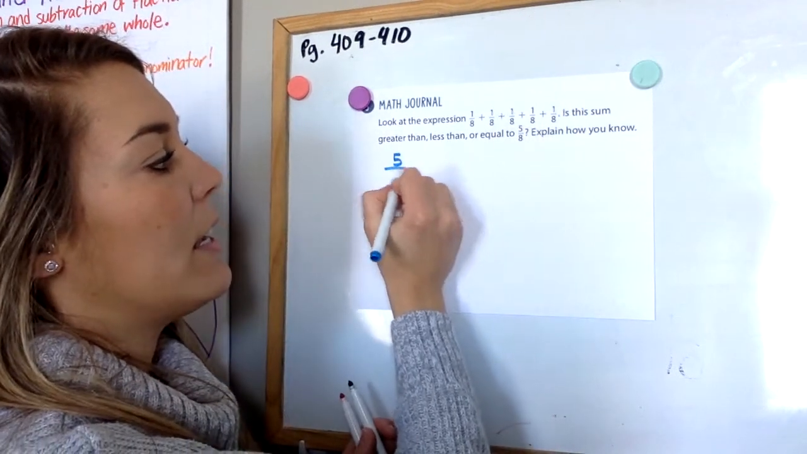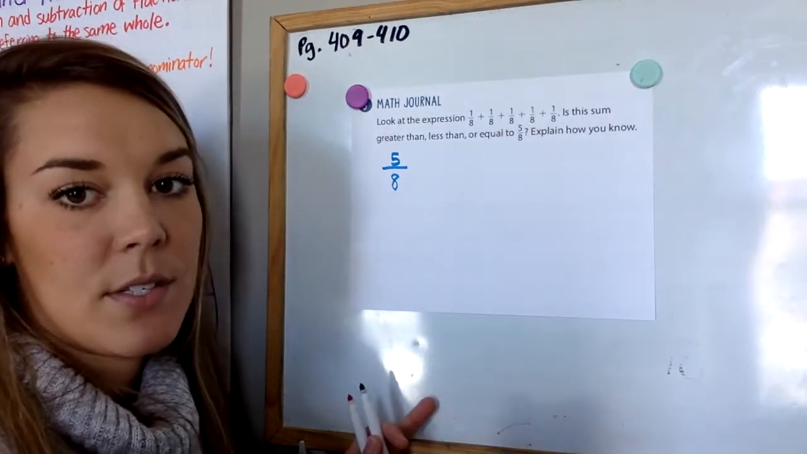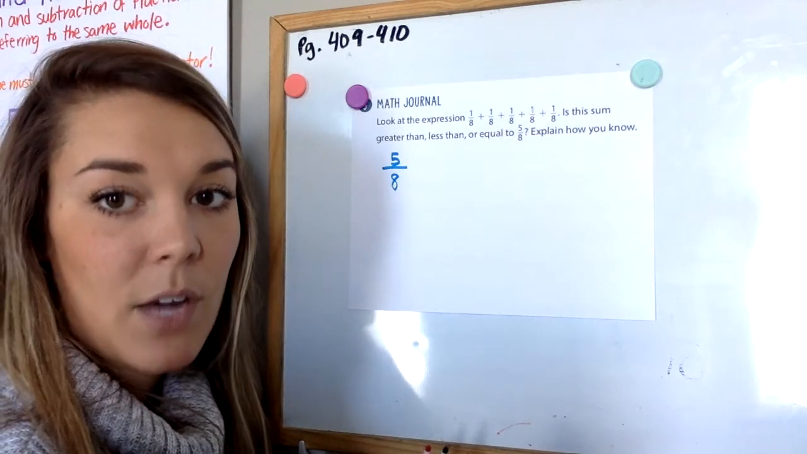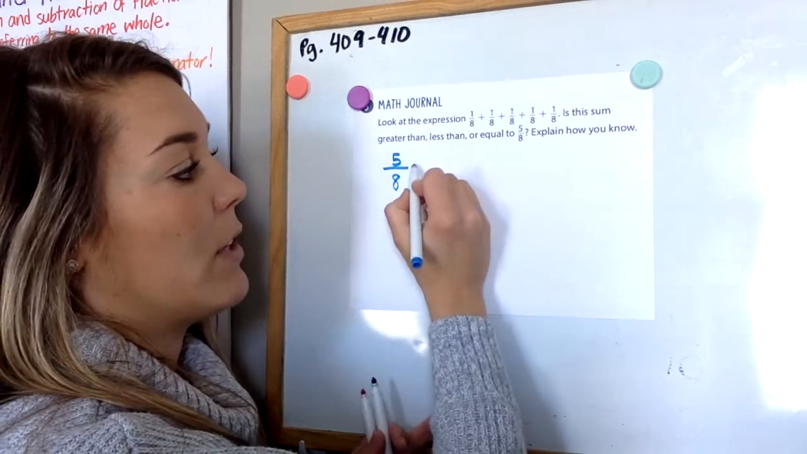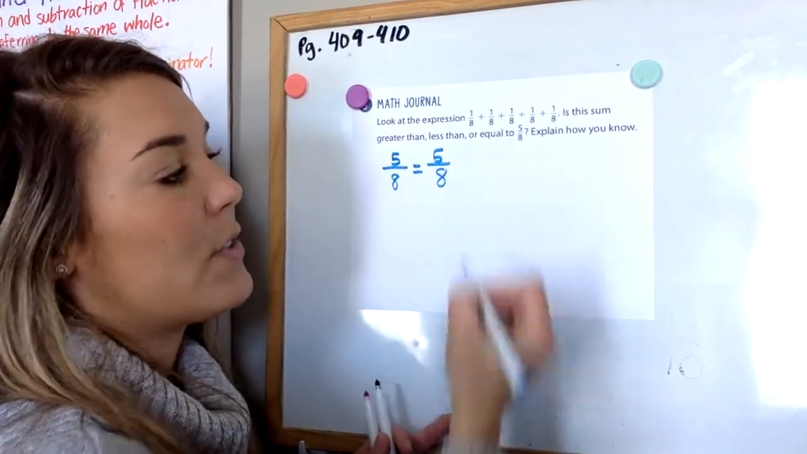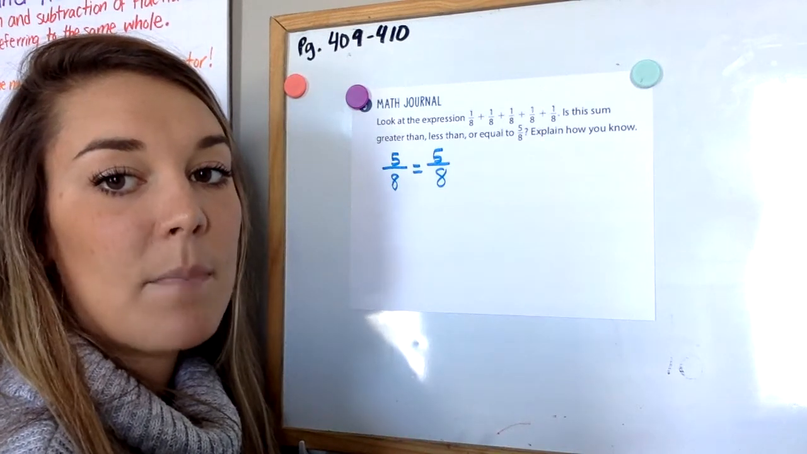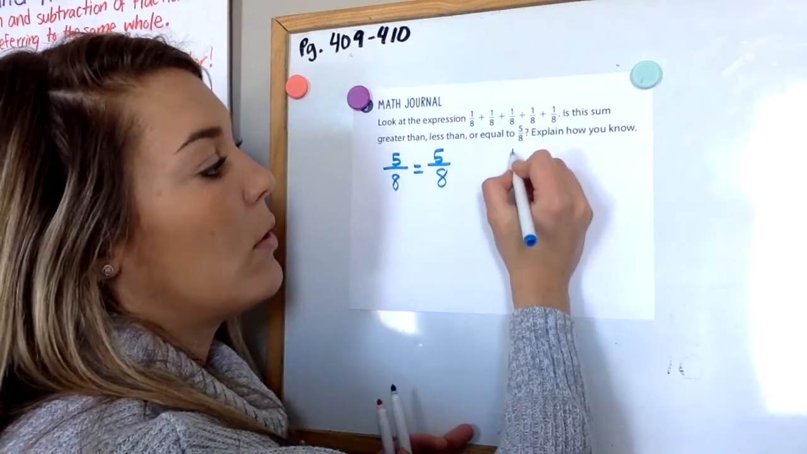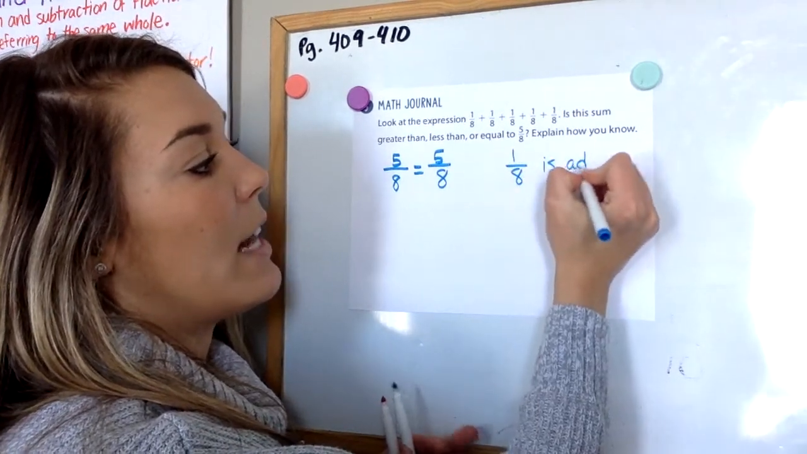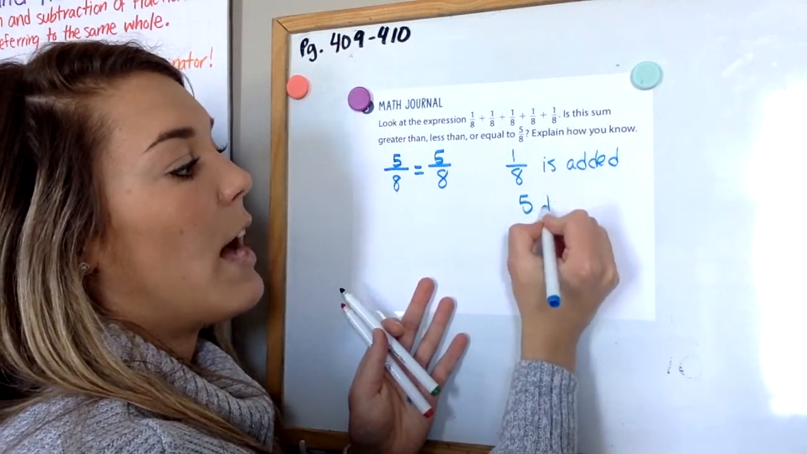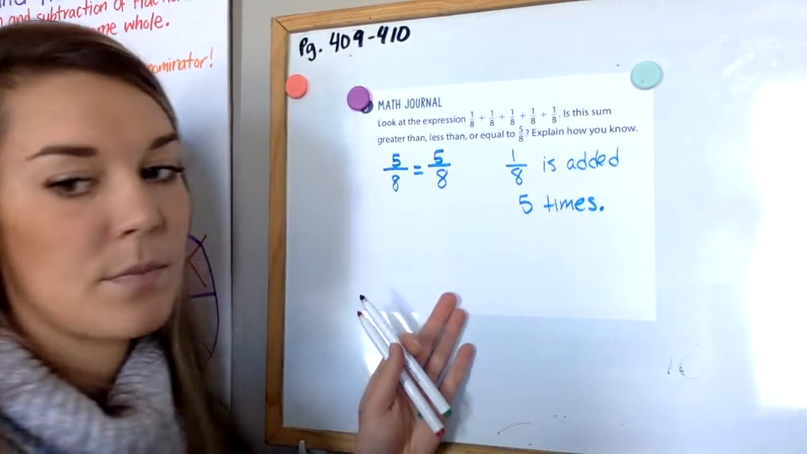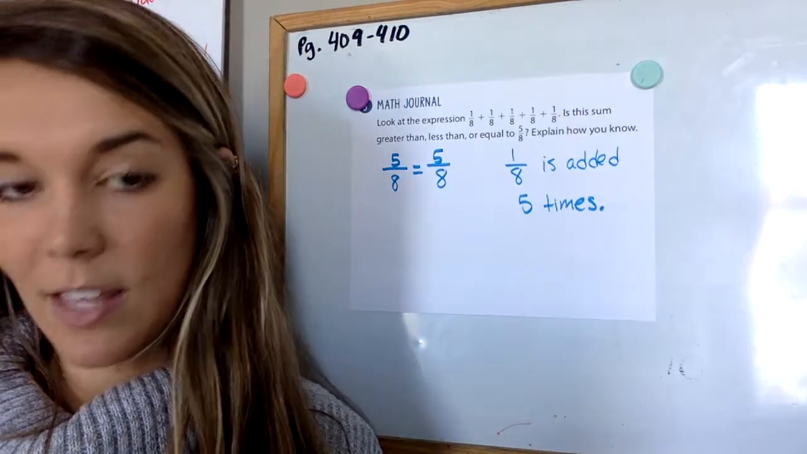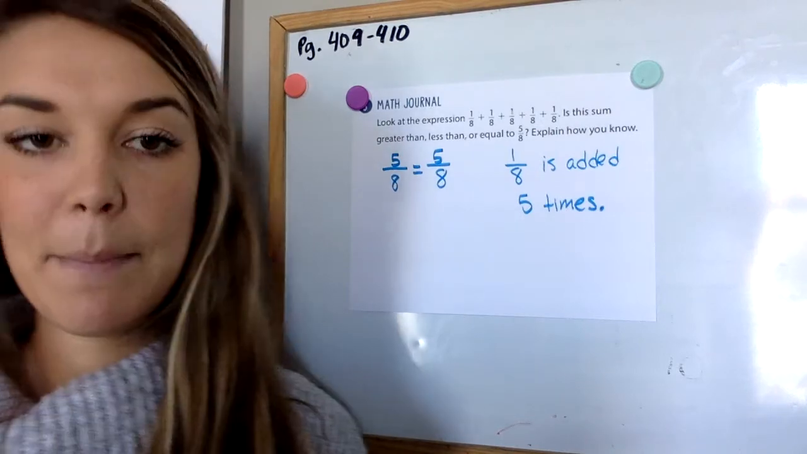So that equals 5/8. So 5/8 is equal to 5/8, okay? So we're going to write equal to 5/8. And then we might say something like 1/8 is added 5 times. Okay, boys and girls, get that down, please, and take a look to see if you have anything left to do for math today. Keep up all your hard work.